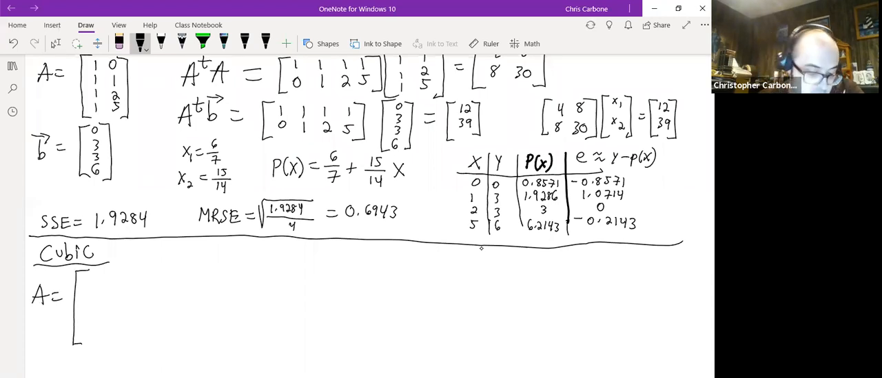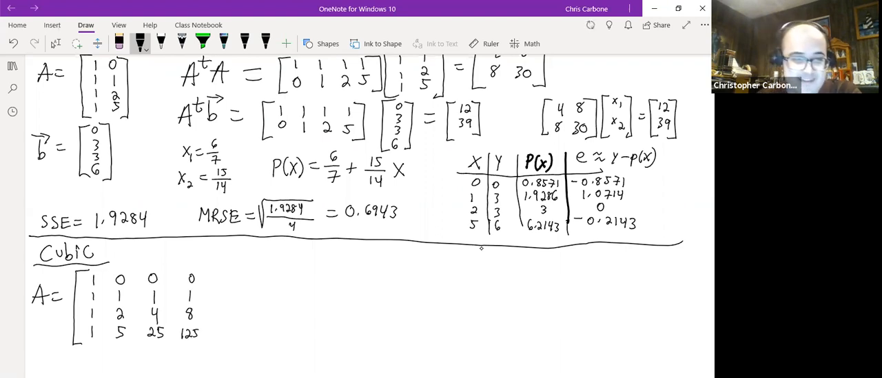Just like we took with the line of best fit, the first column is all ones. Second column is all the x values that we had, as we see up here: 0, 1, 2, and 5. The third column, because we're talking about a cubic now, is the square of each of these x values. So 0 squared, that's 0, 1 squared is 1, 2 squared is 4, and 5 squared is 25. The fourth column is going to be all these x values cubed. So 0 cubed is 0, 1 cubed is 1, 2 cubed is 8, and 5 cubed is 125.